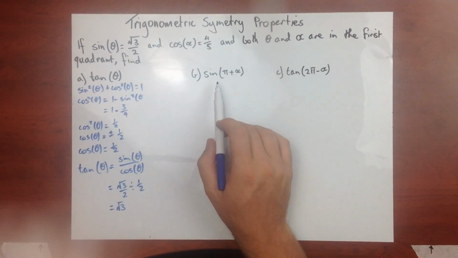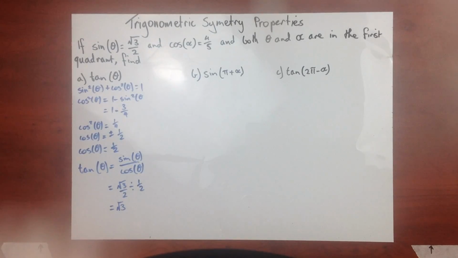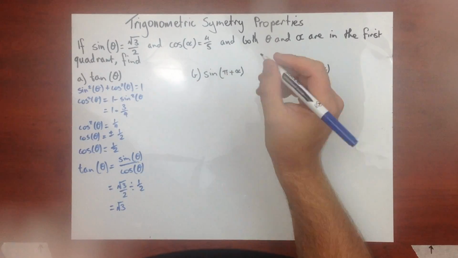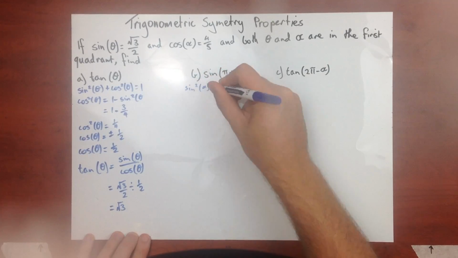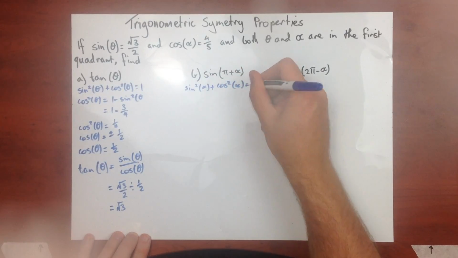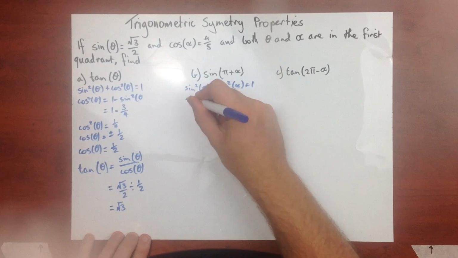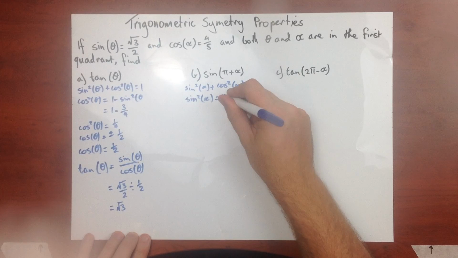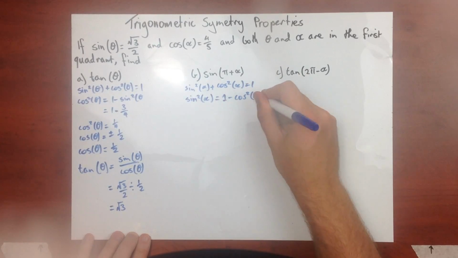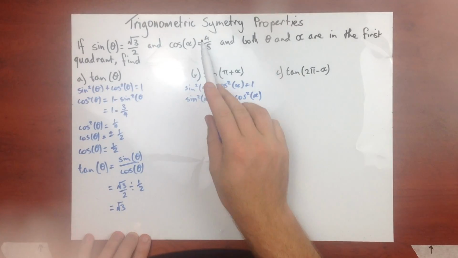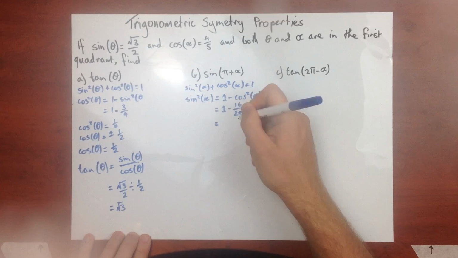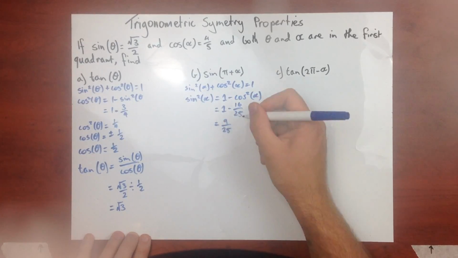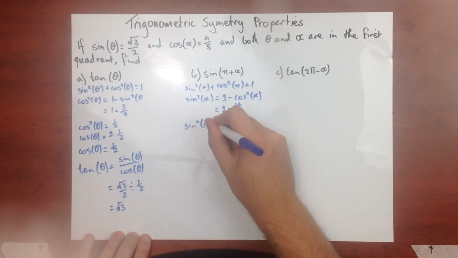For the next one, B, we're looking at trying to find sine of pi plus alpha. Again we're going to use the same identity: sine squared alpha plus cos squared alpha is equal to 1. So we can say that sine squared alpha is equal to 1 minus cos squared alpha. Remembering that cos is equal to 4 on 5, cos squared is going to be 16 on 25. 1 minus 16 on 25 is going to be 9 on 25. So that's our sine squared of alpha.